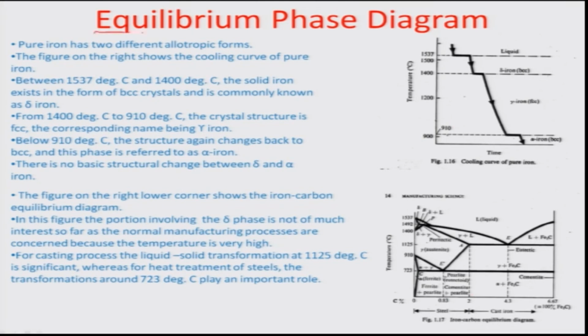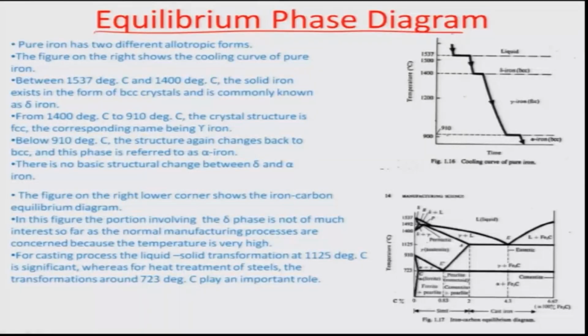So, let us now look into the iron carbon case, because it is very challenging to plot because of the fact that iron has allotropic forms. So, it has an FCC and a BCC structure, both at different temperature ranges. So, the figure on the right shows the cooling curve of pure iron. Okay. So, between 1537 degrees Celsius and 1400 degrees Celsius, the solid iron exists normally in the form of BCC, body centered cubic structure crystals, and it is commonly known as the delta iron.